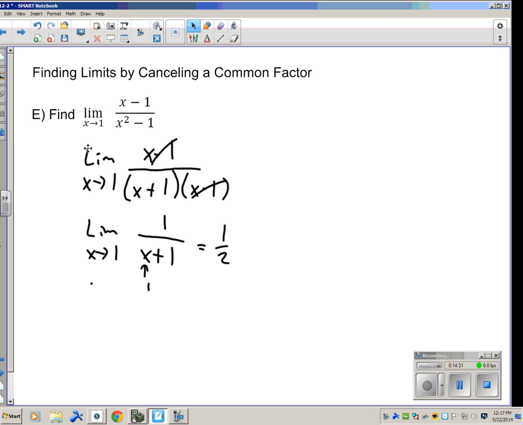Canceling out a common factor is another way of being able to do that. You got to realize that the difference of squares, x plus 1, x minus 1. You can cancel out the x minus 1s. You get 1 over x plus 1. Substitute the 1 in for x, and you end up getting 1/2.